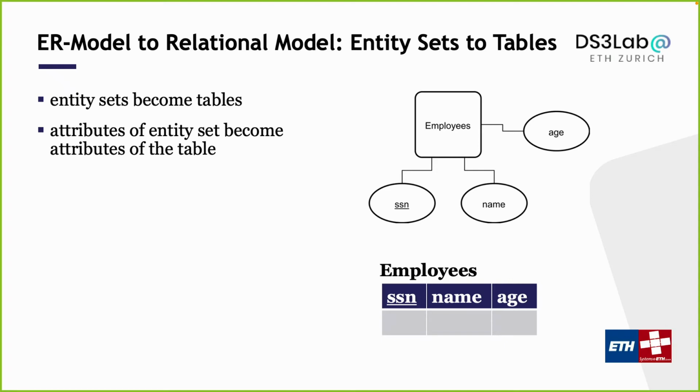And the attributes of the entity set in my ER diagram become attributes of this relation in my relational model. I have three attributes in my ER diagram, and here I have three different attributes in my relational model: SSN, name, and age. And my primary key is SSN, which is the primary key you have in your ER diagram. So far, so good, right? So this is a very simple example of how to do the translation, okay?